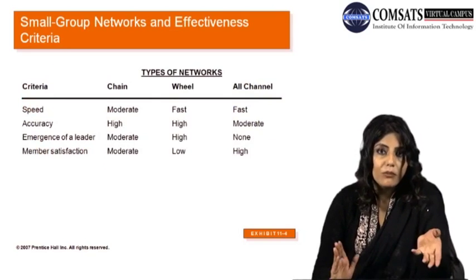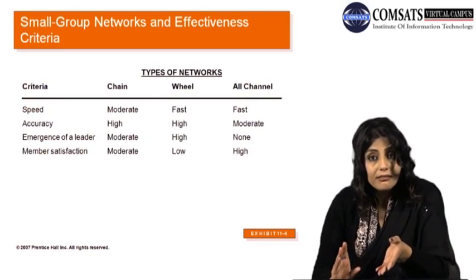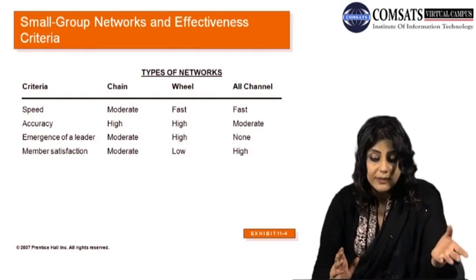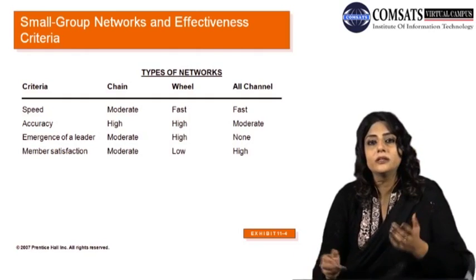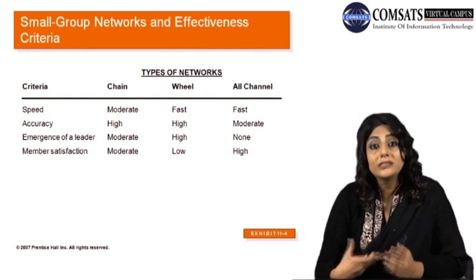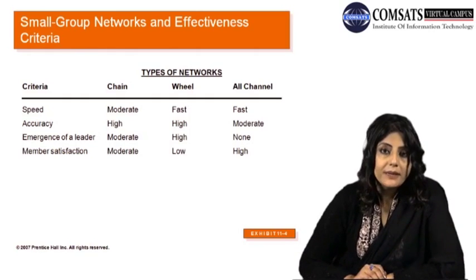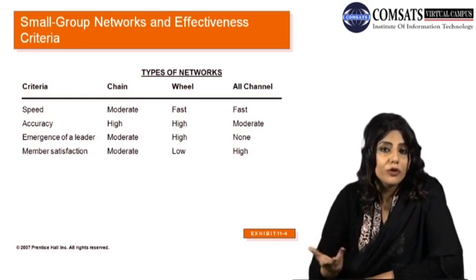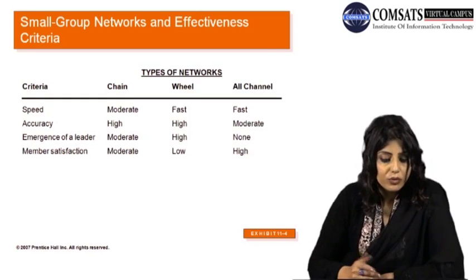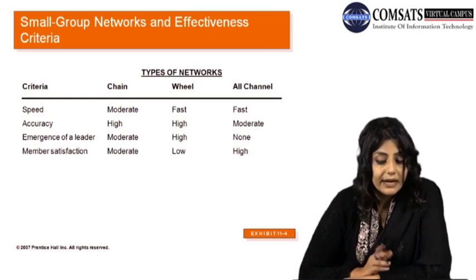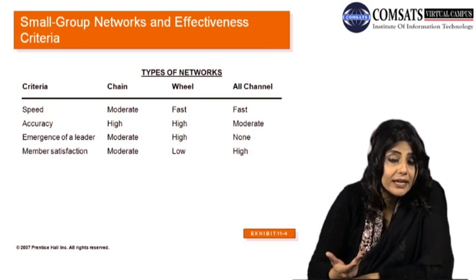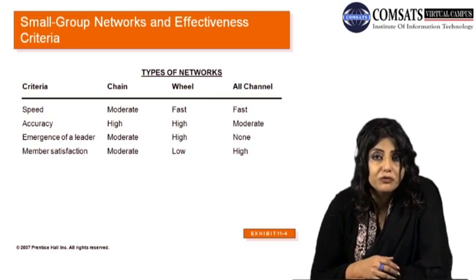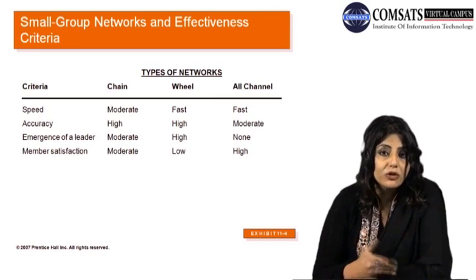In chain there is moderate. In wheel there is high emergence of leader. We have a team leader, right? We have a strong team leader. And in all channel there is no team leader. All members of the team are self-managed, right? They may set their own goals, they evaluate themselves on their own goals, they're accountable for their own goals, and they have their own targets, right? And they have their own mechanisms on how to achieve those goals, what different strategies they have to use. They are not guided by some leader or some manager.